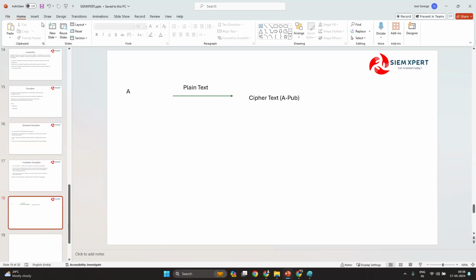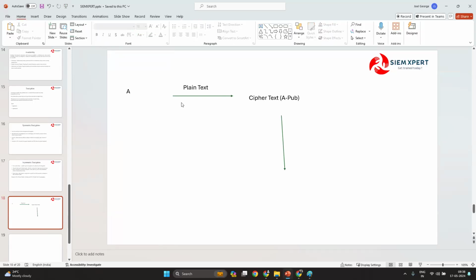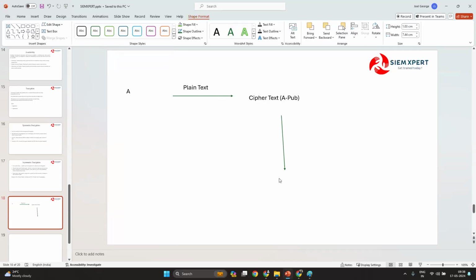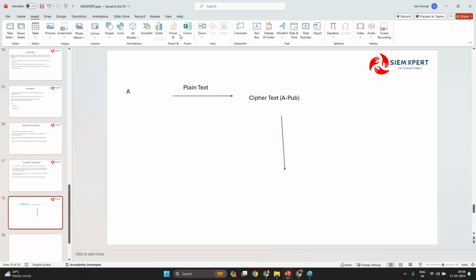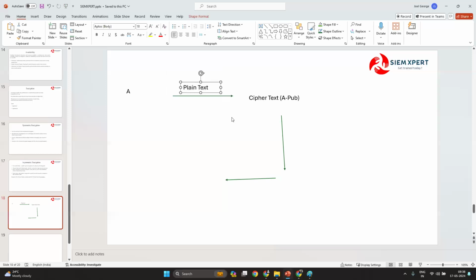Okay, this means A's public key is transmitted over the internet. This is the second example I'm going to take.